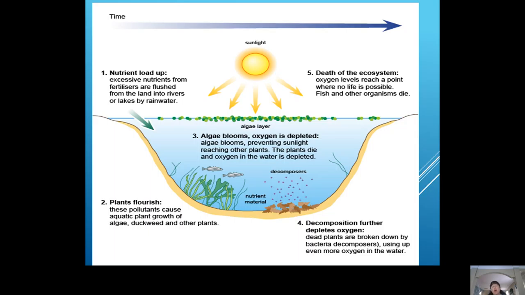When there is no oxygen left, everything dies. And you have absolutely then no ecosystem. And that is a huge problem when we're talking about dead zones throughout the world and toxic algae blooms throughout the world, because it will absolutely kill off the ecosystem and nothing can survive it. So eutrophication is a huge problem, and you will need to know a lot about that as we continue on.